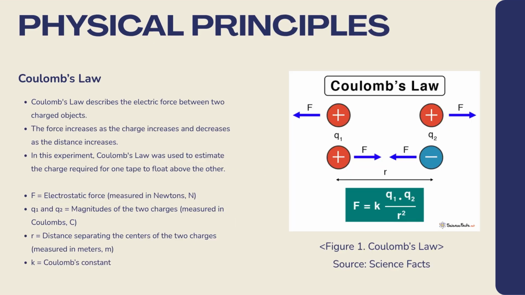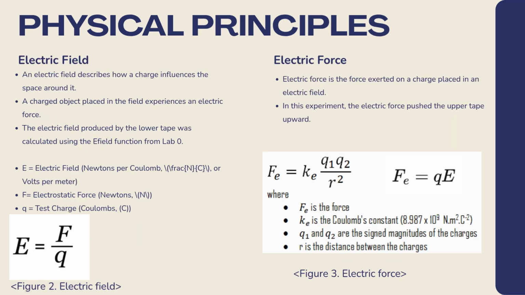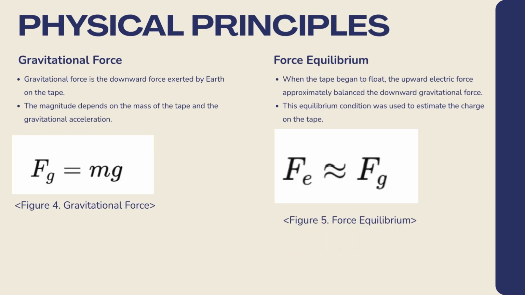Coulomb's law. The main principle behind this experiment is Coulomb's law. It describes the electric force between two charged objects. As charge increases, the force increases, and as distance increases, the force decreases. The lower tape creates an electric field. When the upper tape is placed in that field, it experiences an electric force. In this experiment, that electric force pushed the upper tape upward.